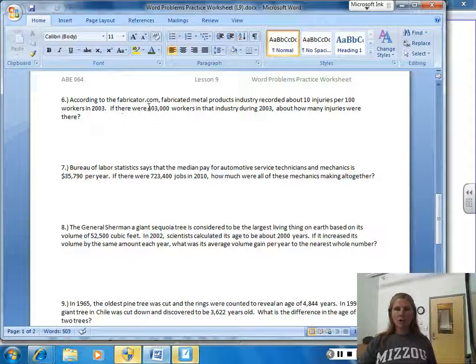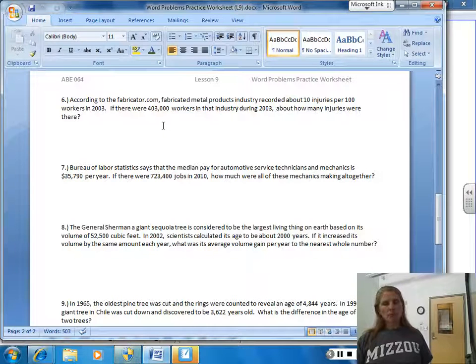According to thefabricator.com, that's a website, the fabricated metal products industry recorded about 10 injuries per 100 workers in 2003. And that was way higher than the national average, so it's kind of a dangerous workplace, obviously. If there were 403,000 workers in that industry during 2003, how many injuries were there? That's too high of a number, but I just picked the number. I'm just saying, what if there were that many? How many injuries would there be?